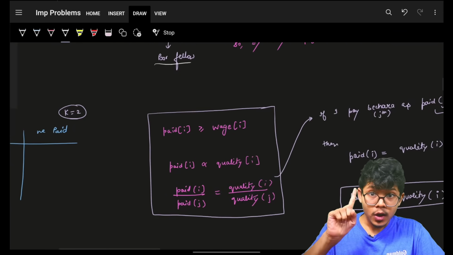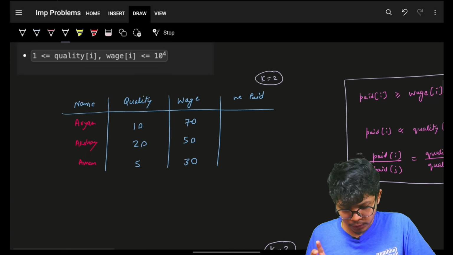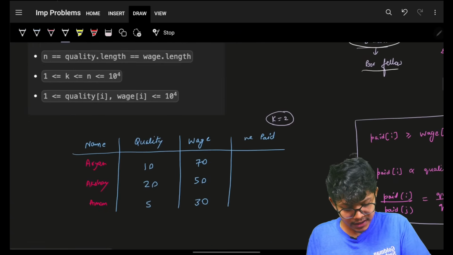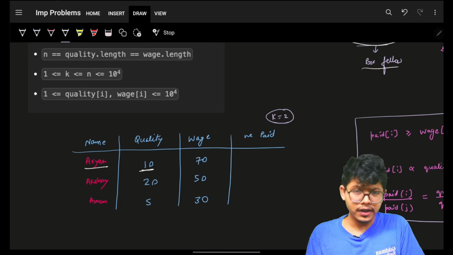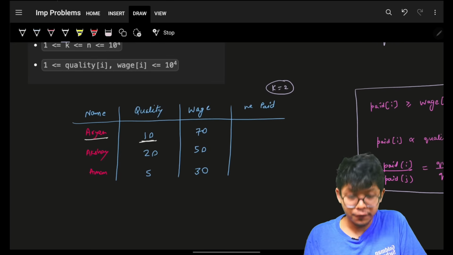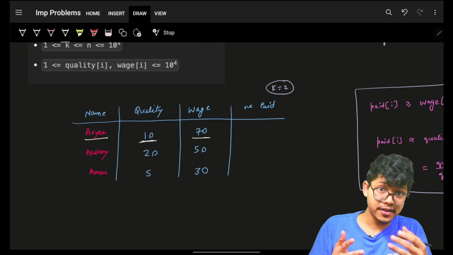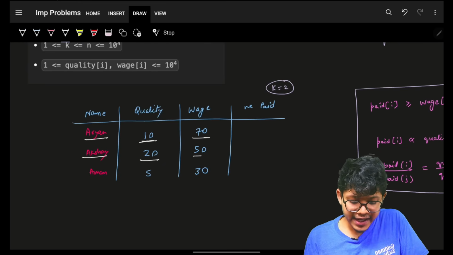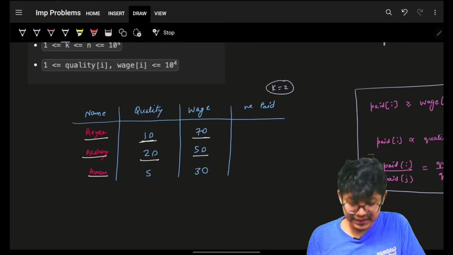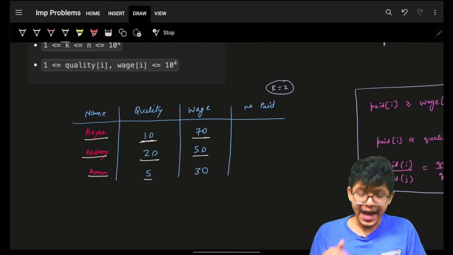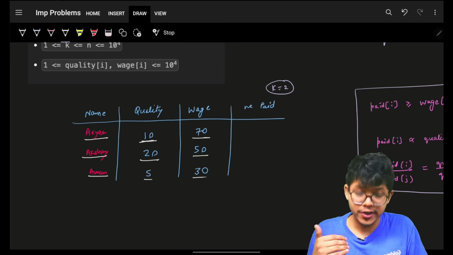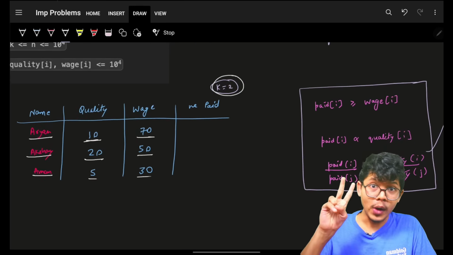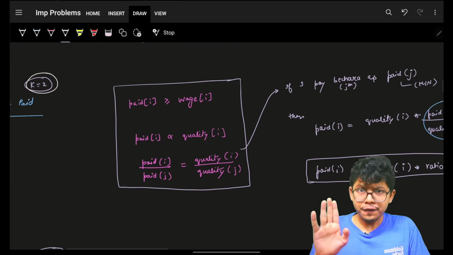Now let's see what can happen. I will take the exact same example, in which we have person 1, Aryan. He has a quality of 10 and expects a wage of 70. Person 2, Akshay, has a quality of 20 and expects a wage of 50. Person 3, Aman, has a quality of 5 and expects a wage of 30. Now we know that we have to choose exactly two people.